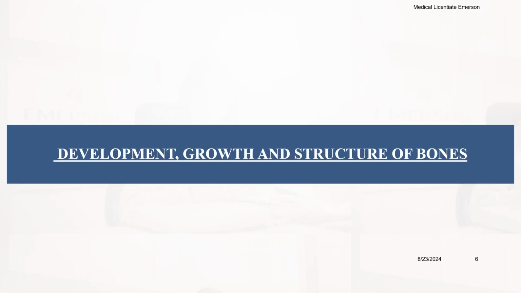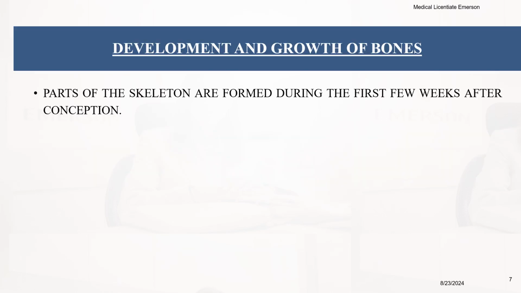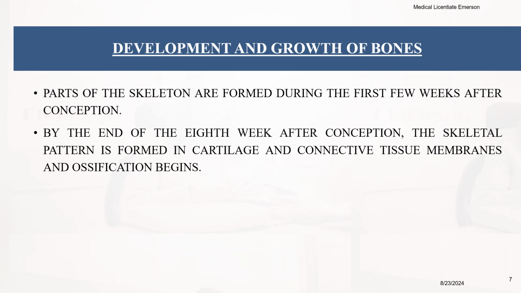Okay. So let's now dive in with the development and growth and structure of bones. Okay, so how do the bones develop and grow? Parts of the skeleton are formed during the first few weeks after conception. Then by the end of the 8th week after conception, the skeletal pattern is formed in cartilage and connective tissue membranes, and then ossification is going to begin.